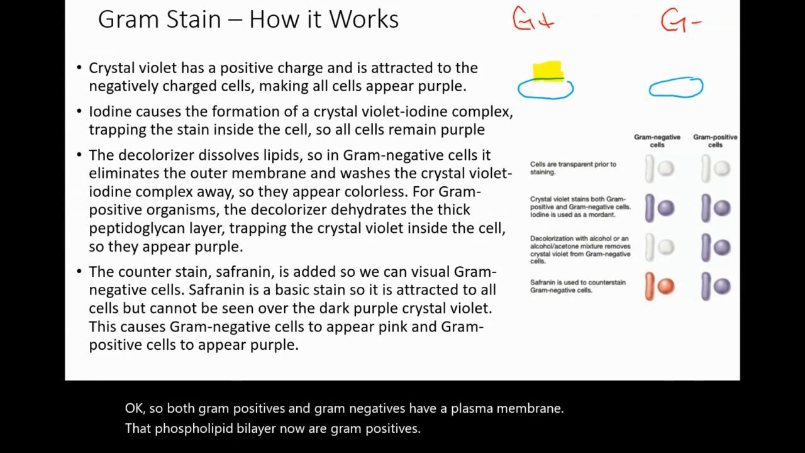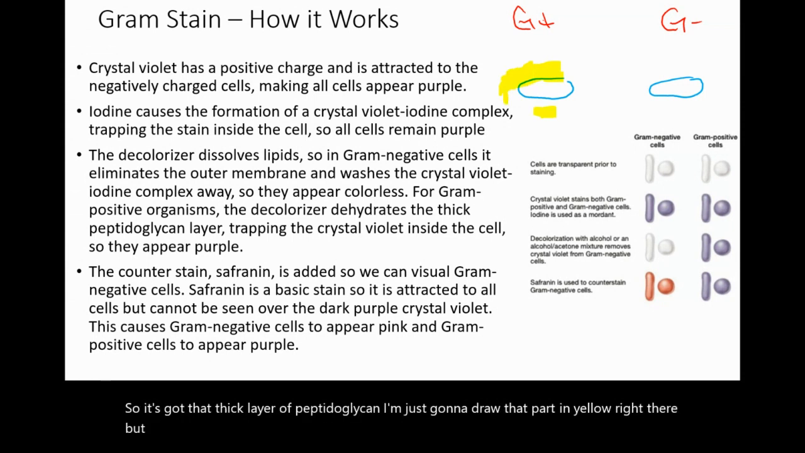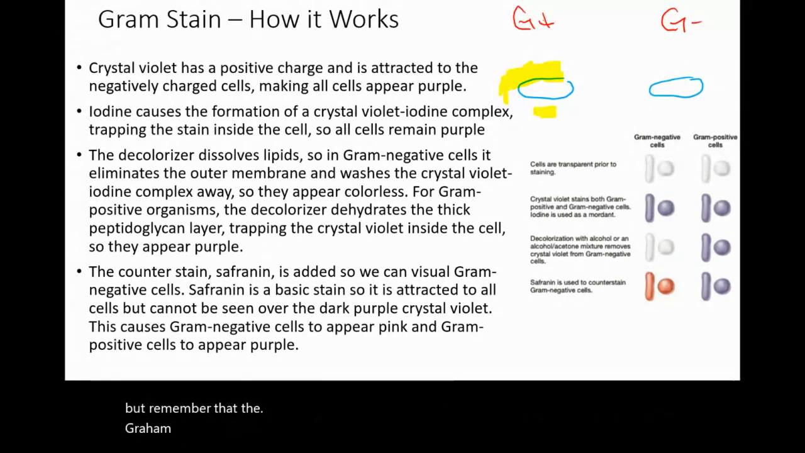So it's got that thick layer of peptidoglycan. I'm just going to draw that part in yellow right there. But remember that the gram-negatives have a very small layer of peptidoglycan. So it's only going to have this little bit around it.